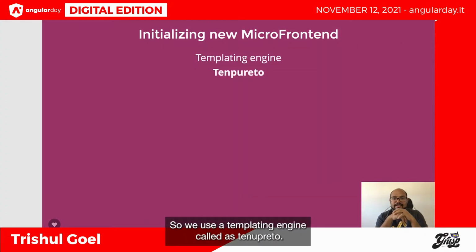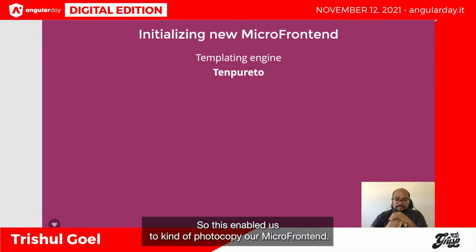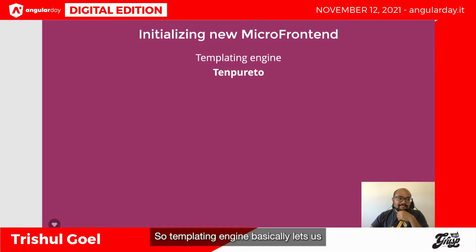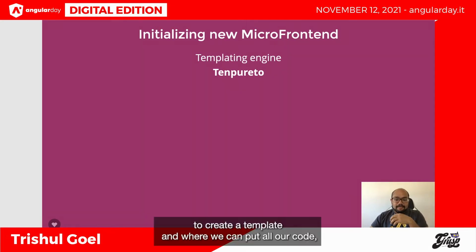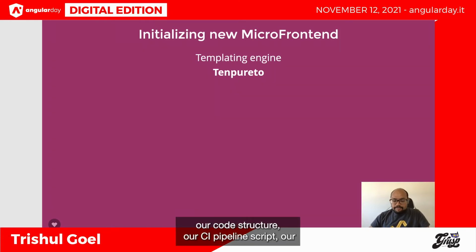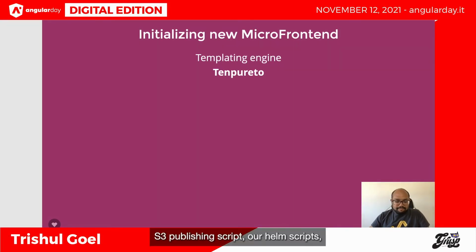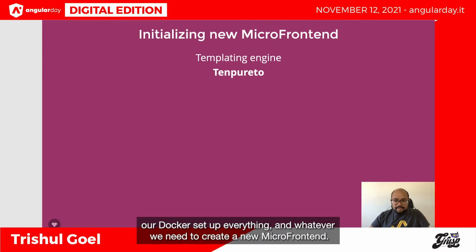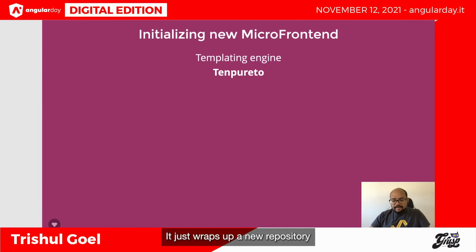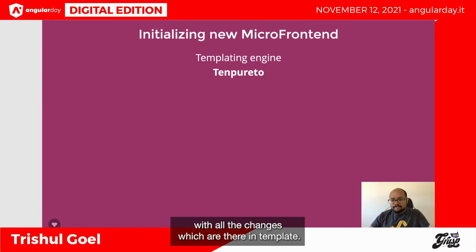We use a templating engine called Tenpureto. This enabled us to photocopy our microfrontends. This templating engine lets us create a template where we can put all our code structure, our CI pipeline script, our S3 publishing script, our Helm scripts, our Docker setup, everything. Whenever we need to create a new microfrontend, it just wraps up a new repository with all the changes which are there in the template.